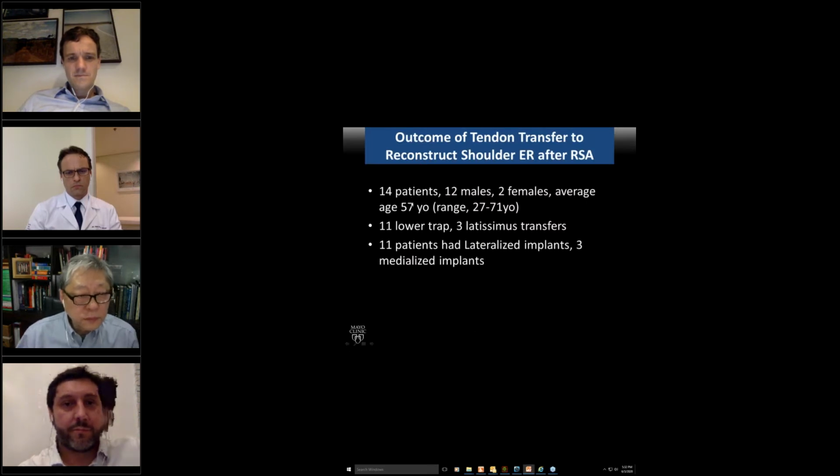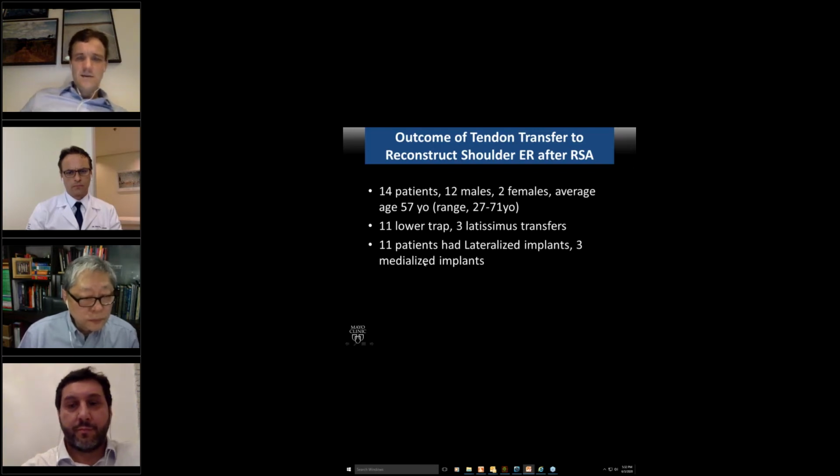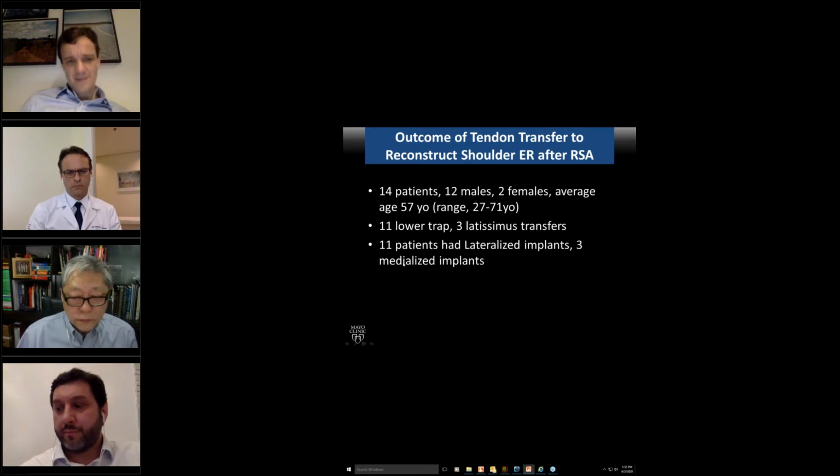Anyway, I've done 14 so far of these, 12 male, 2 female. But average age, of course, different. But notice 27 to 71. This is a completely different category of patient. 11 lower trap, 3 latissimus. 11 patients have lateralized implant, 3 head medialized. This is for everyone who's listening: the patients that I did transfer on, 11 had lateralized implant, 3 had medialized.